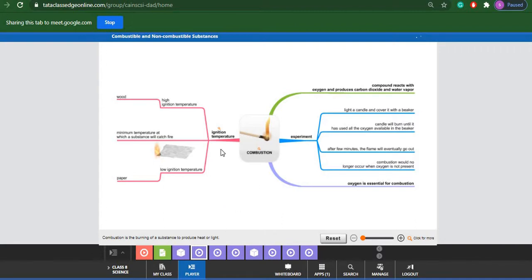This is an overview. Here you can see the experiment, oxygen, and what is produced, basically carbon dioxide and vapor. It's basically a chart, nothing else. Here you can see different substances, and the ignition temperature will be different. For paper it's a low ignition temperature, but in the case of wood it's a high ignition temperature. Okay, so now another thing.